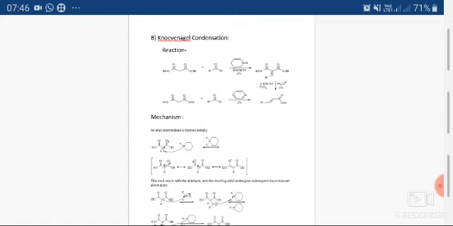In this particular reaction, ethyl acetoacetate reacts with an aldehyde in presence of a secondary amine base. Then it gives alpha beta unsaturated ester, and then on acid hydrolysis it gives carboxylic acid. Now let's see the mechanism of the reaction.